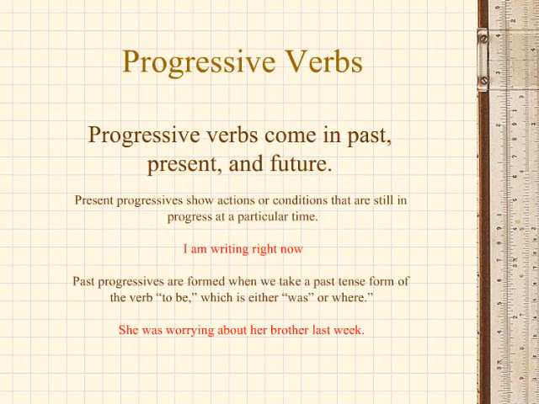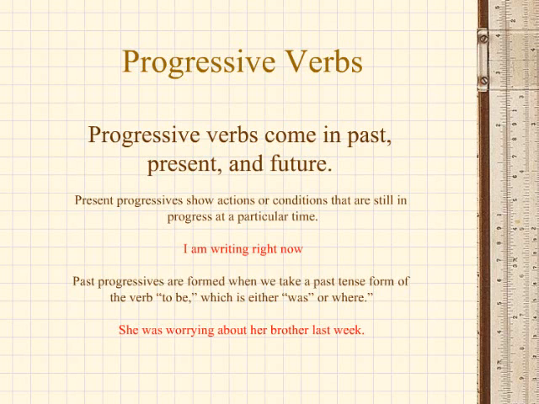Progressive verbs are next, and they too come in past, present, and future. Verbs in the present progressive tense are formed by adding a version of the verb to be. Remember, in the present tense, this can be am, are, is, plus the base form of the verb, plus ing. Here are some examples of forming present progressive verbs. Am working, are arguing, is running.